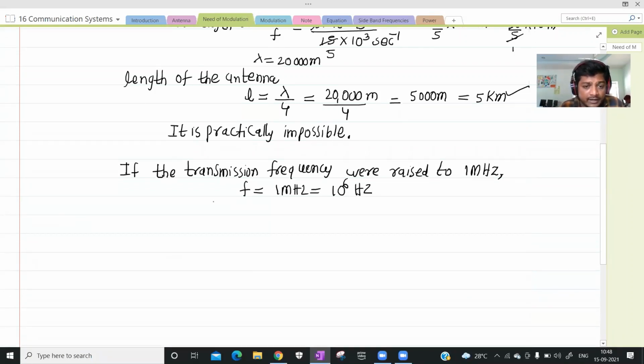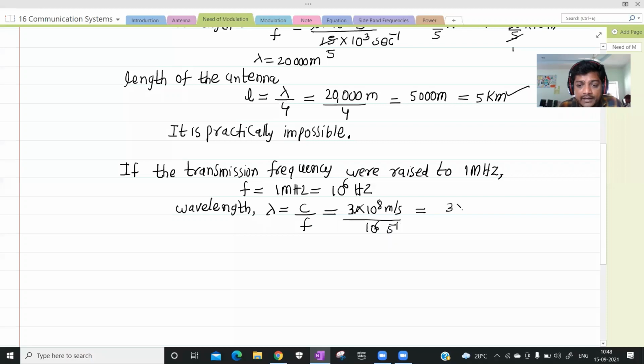Now what is the wavelength? Lambda: C equals frequency times lambda, so lambda equals C by frequency. That is 3 into 10 power 8 meter per second divided by 10 power 6 second inverse, which is 3 into 10 power 2, that is 300 meters.